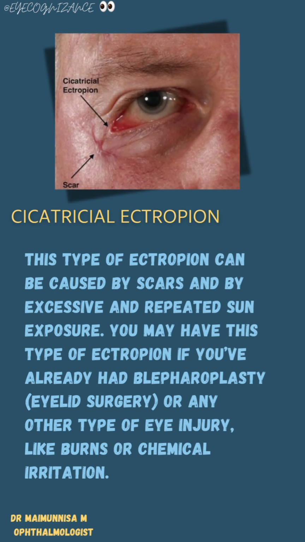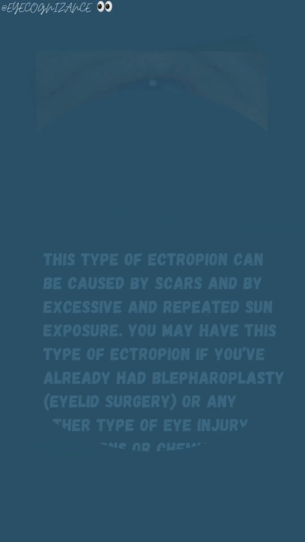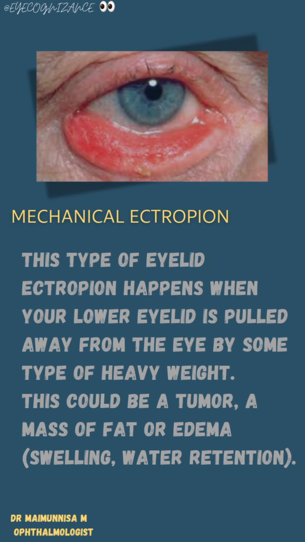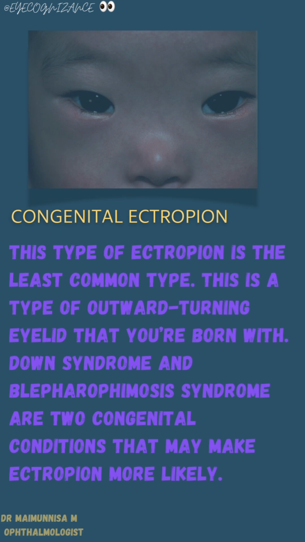Cicatricial ectropion. This is caused by scars and sometimes by excessive and repeated sun exposure. You may have this type of ectropion if you have already had blepharoplasty, that is eyelid surgery, or any other type of eye injury like burns or chemical injury. Mechanical ectropion. This type of eyelid ectropion happens when your lower eyelid is pulled away from the eye by some type of heavy weight, like a tumor, a mass, fat or edema.